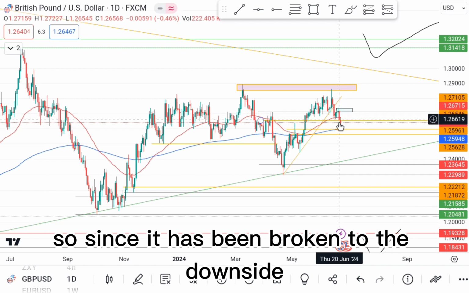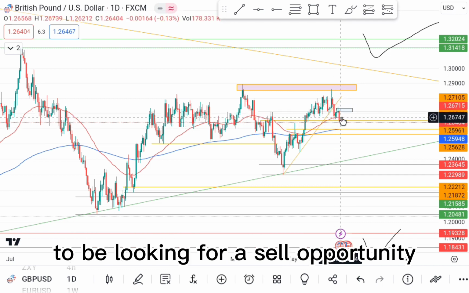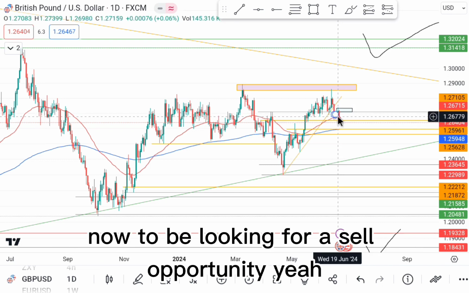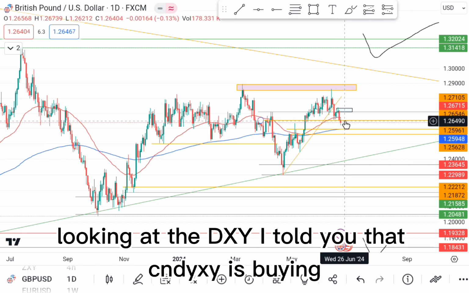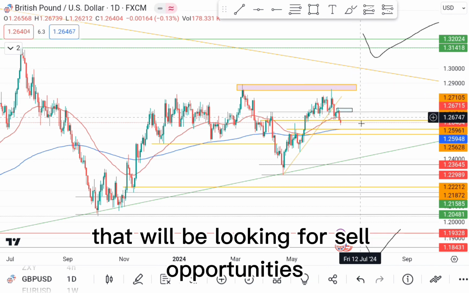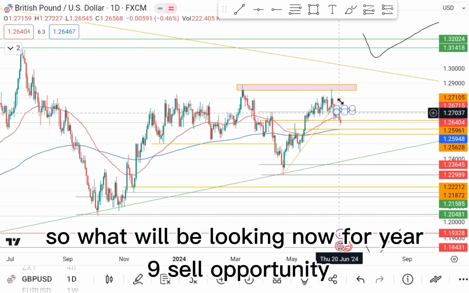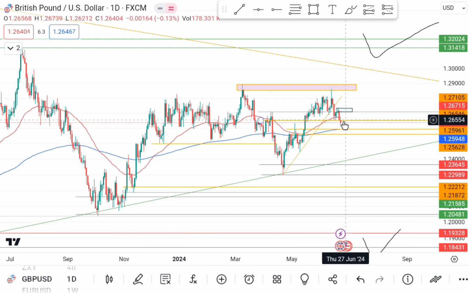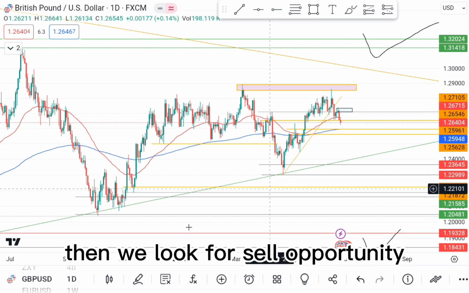So since it has been broken to the downside, we are now open to be looking for a sell opportunity from here. If you remember when I was looking at the DXY, I told you that since DXY is buying, we'll be looking for sell opportunities. Now that our support has been broken, all we need is for this price to pull back, then we'll look for a sell opportunity.